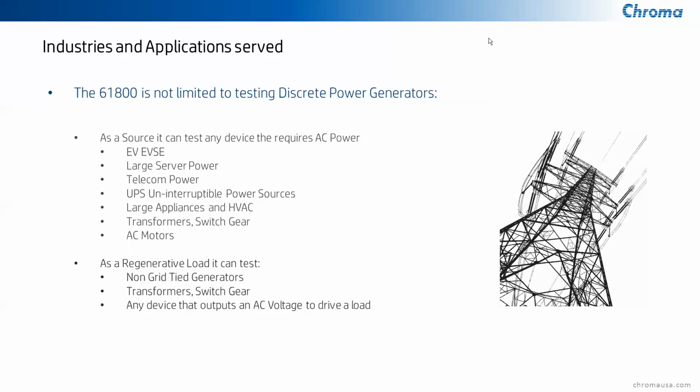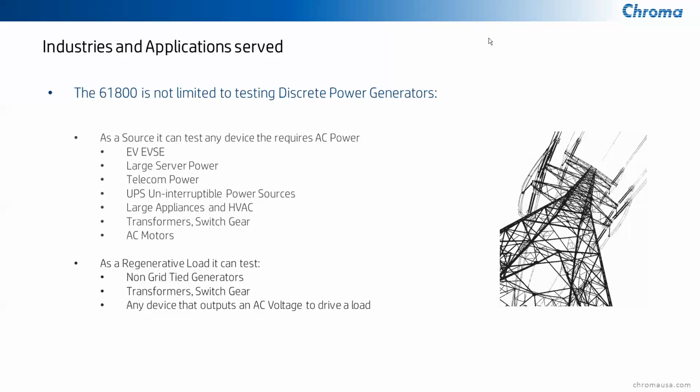And as an option, we've offered a regenerative programmable load. And with that, we can do generators that are not grid tied, to apply a load to that generator to verify it works over a full range of power requirements and different variations and loads. Transformers, switchgear also work as a source tied to our load, and we can load their devices up to verify how they work up to their full power range.